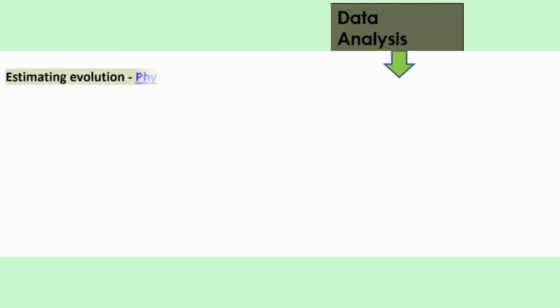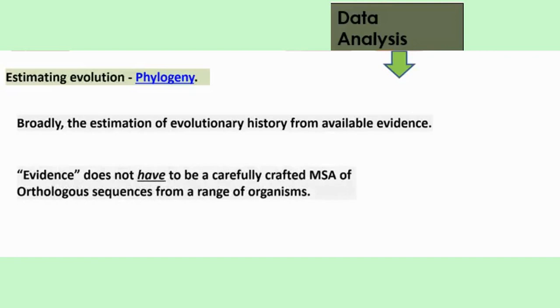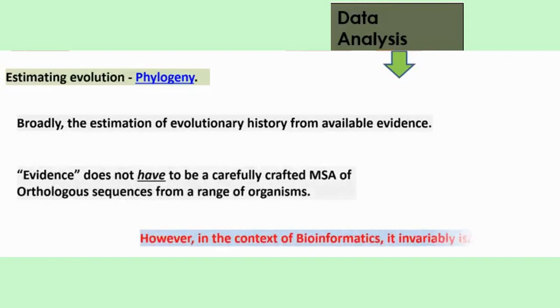Phylogeny is the estimation of evolution from evidence from a variety of sources including paleontology and comparative anatomy. This topic will be covered fully in one of the modules of your course. In the context of bioinformatics, the evidence upon which estimations are based is invariably carefully computed MSAs. High-quality MSAs are essential as they will be assumed perfect by the phylogenetic software.